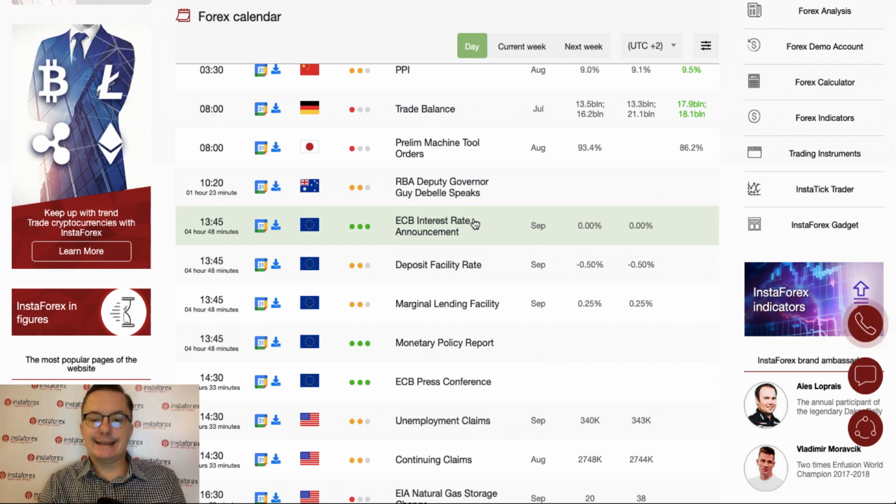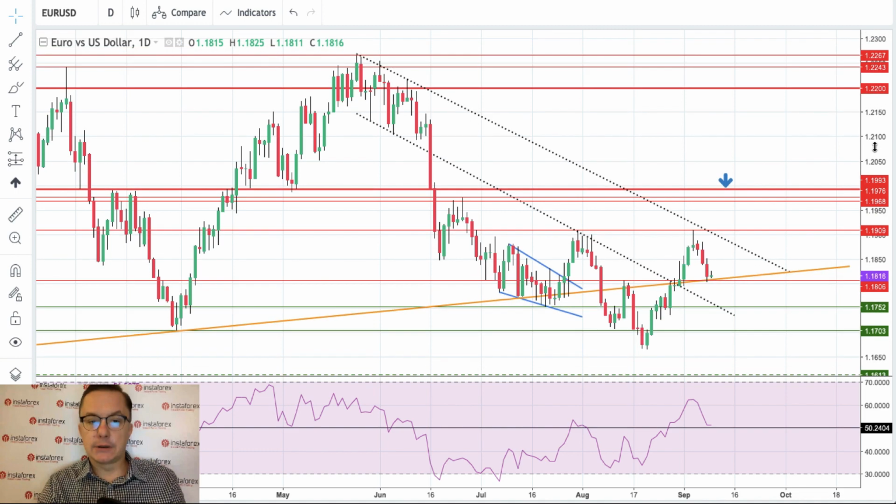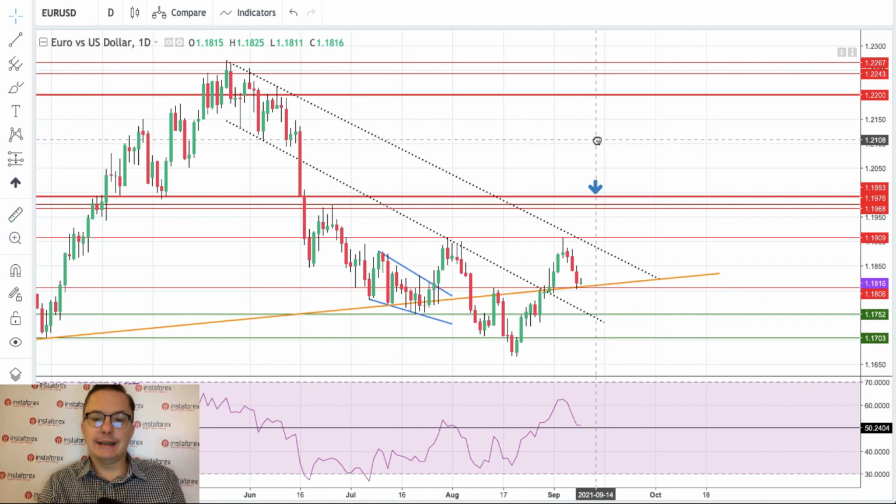So let's take a look at the euro dollar, because it's of course the most traded pair in the world, and today the volatility on the euro might be increased. What do we have here?